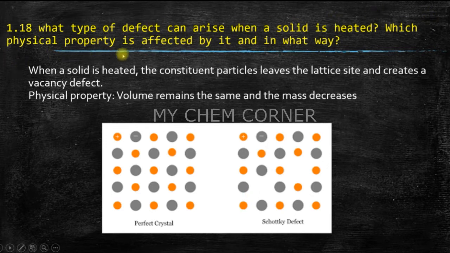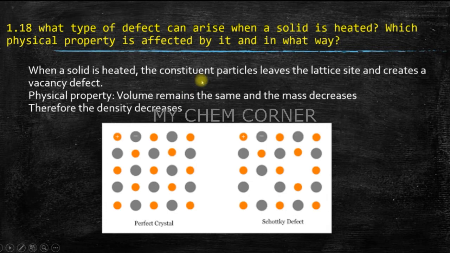Now the next one says which physical property is affected by it. Whenever this happens, we look at 2 physical properties. One is the volume, the other one is mass. In this case, the volume is going to remain the same. There is no change in it. But what happens to mass? The mass is going to reduce because these have moved out. When mass decreases, the density of that particular lattice is also going to decrease. So 3 questions are answered here.